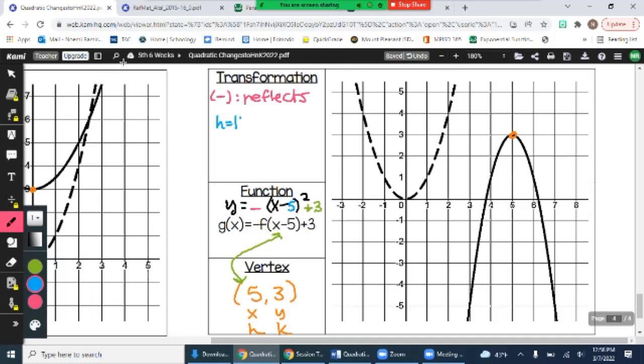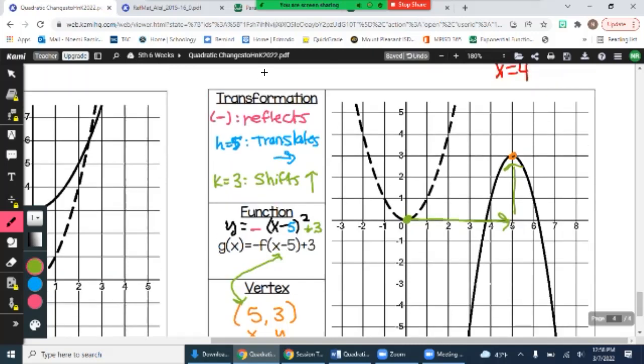If h is 5, what does it do? Translates which way? Translates to the right. If k is positive 3, it shifts which way? Shifts up. So our vertex went right 5, up 3. And our axis of symmetry is now x equals what? X equals 5. X equals 5. Turn the page.